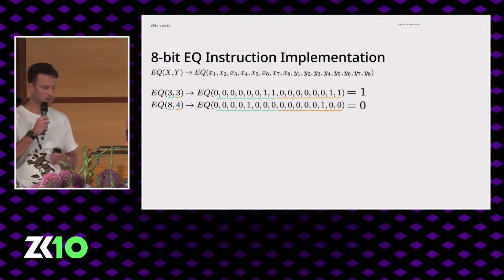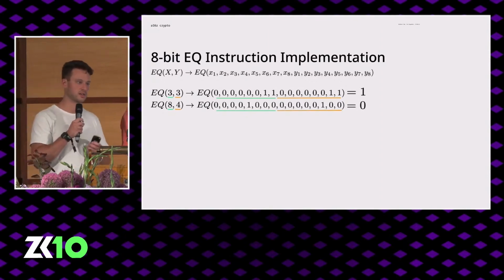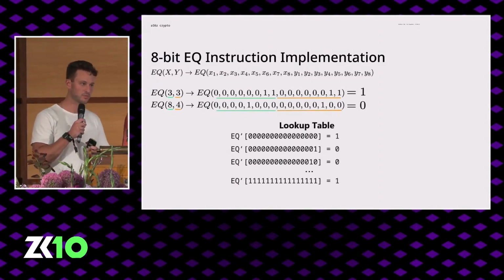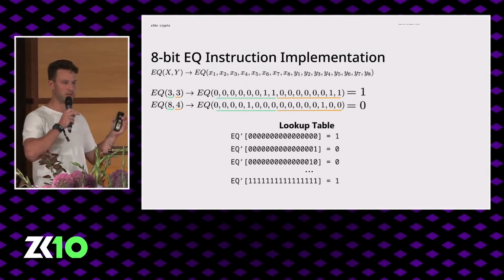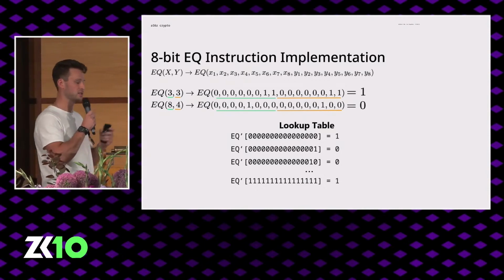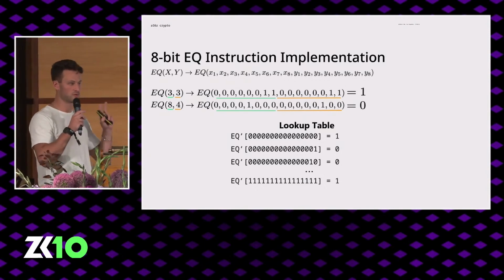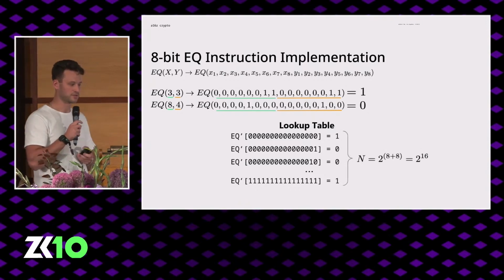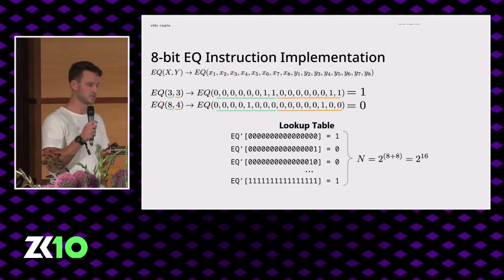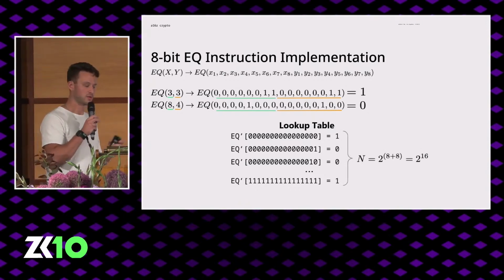So the high-level mental model to come back to here is a lookup table. A lookup table is an evaluation of the operation over the entire domain on which it's defined. In our case, that's all bit vectors of length 16, or 2 8-bit operands, which means that this lookup table is of size 2 to the 16. We'll call this parameter n, which is the big table size.